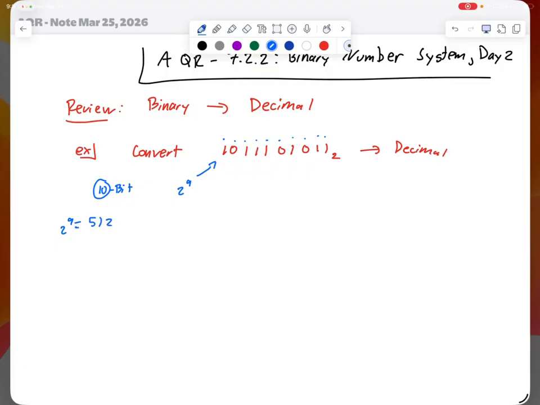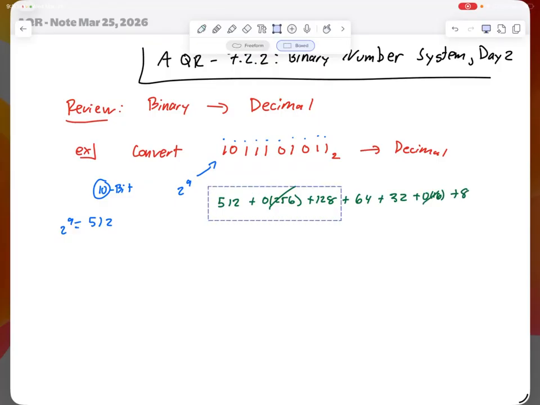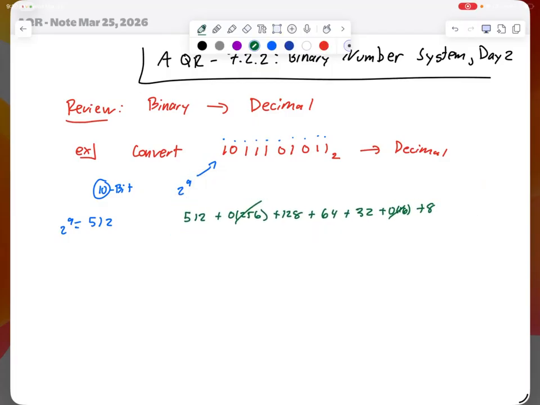It's a bigger number than what we did before. So this is 512 plus 0, which is times half of that, 256, plus 128, plus half of that, 64, plus 32, plus 0 times the 16, plus 8, plus 0 times the 4, plus 2, plus 1. So the zeros are happening on the 4, the 16, and the 256.